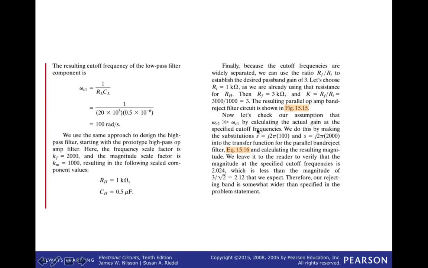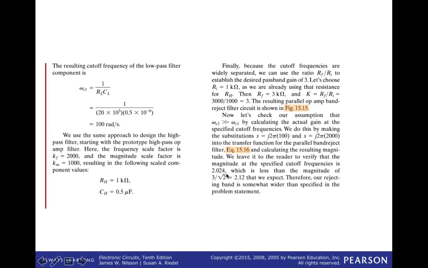So now we can just do a final check on what are our actual cutoff frequencies. So if we take 100 and we take 2000 for j omega and we substitute those into the equation, we actually get 2.204 on the lower end, which is a little bit less than the 2.12, which would be our 3 over the square root of 2.